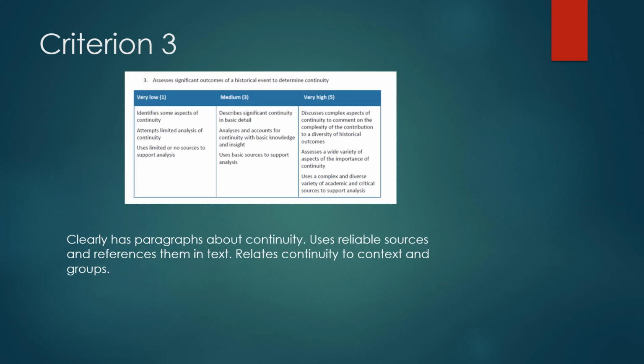The third assessment criterion is about continuity. Same thing, there are specific paragraphs devoted to continuity, and there are sources to support the analysis of continuity. So there are in-text references.